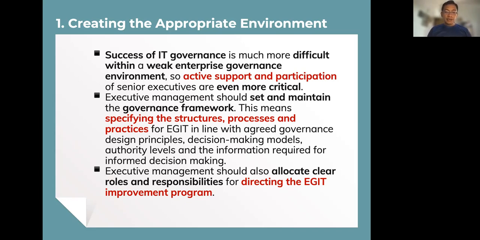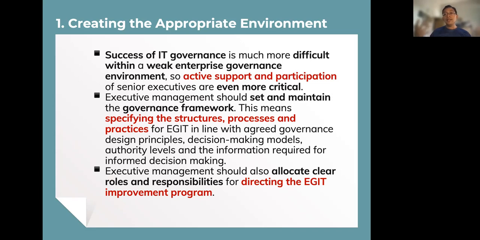The second is that executive management should set and maintain the governance framework. Previously this was called the tone at the top: the active support and participation from top level management to drive the implementation of GEIT. This means you need to specify the structures, the processes, and also the practices that you would like to implement in the organization. For sure, you need to identify whether it is the right design for you.